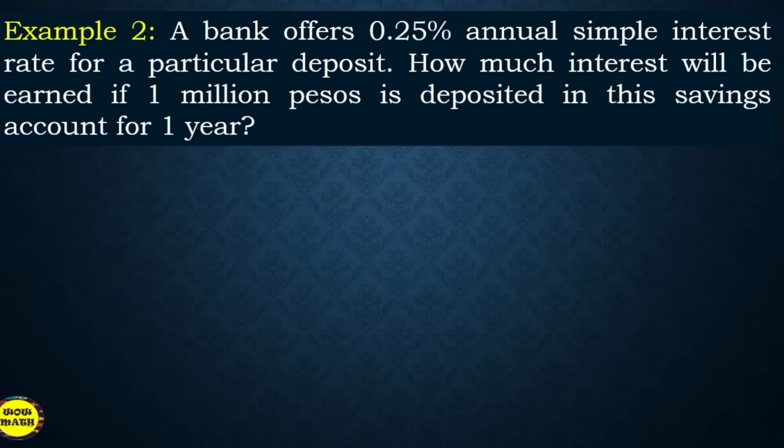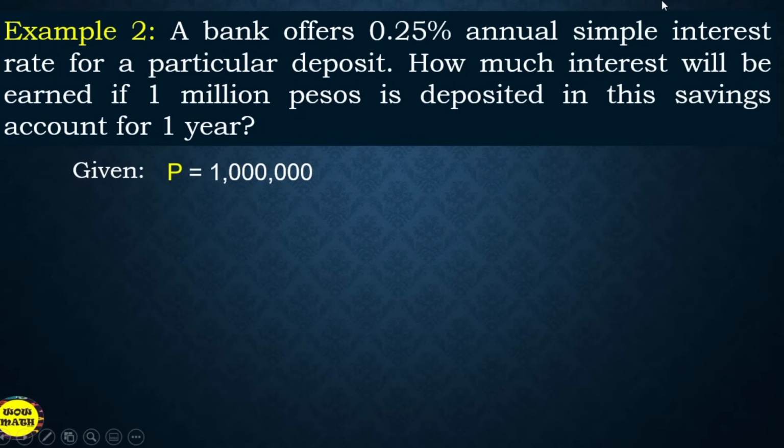Okay, let's proceed for the problem solving. Number 2. A bank offers 0.25% annual simple interest rate for a particular deposit. How much interest will be earned if 1 million pesos is deposited in the savings account for 1 year? So, importante na kailangan ma-identify natin yung mga given values. So, ano ba yung mga given natin?